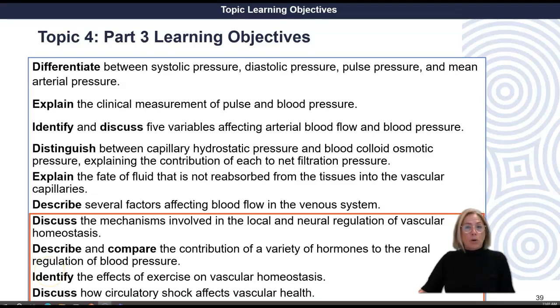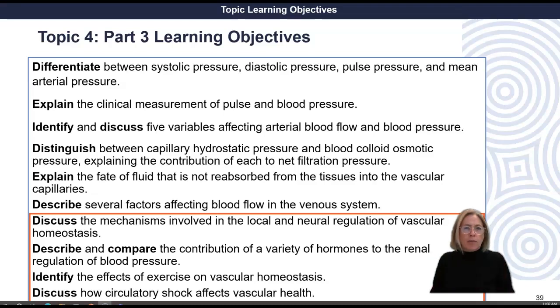Welcome back, everyone. We're going to finish up on this blood vessel topic by looking at some of the regulatory mechanisms that regulate the blood vessels and blood pressure. So by the end of this recording, you should be able to discuss the mechanisms involved in the local and neural regulation of vascular homeostasis, be able to describe and compare the contribution of a variety of hormones to the renal regulation of blood pressure.